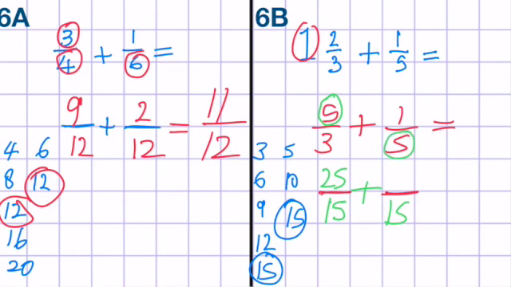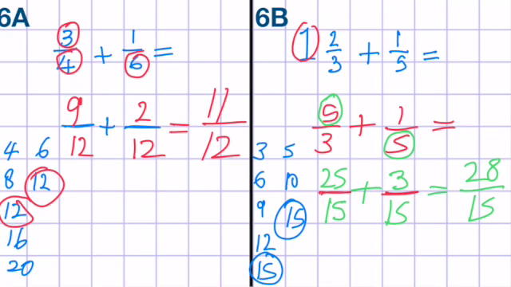What have we done to 5? We times it by 3. So we do the same to the numerator. 1 times 3 is 3. 25 add 3 is 28. So 28 is an improper fraction.